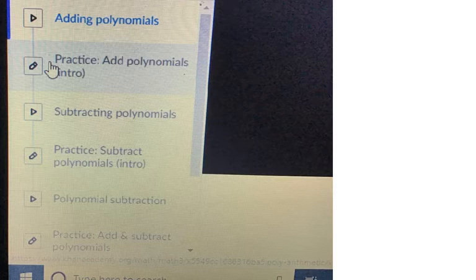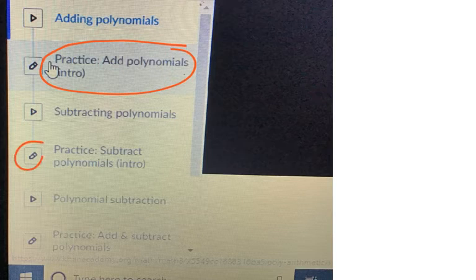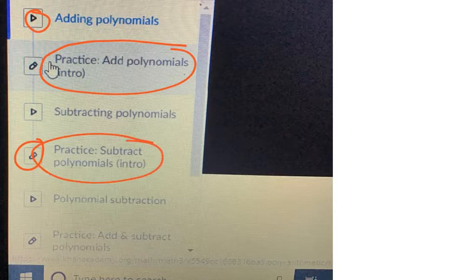Remember, you can pick anything you want, guys, that I've assigned to you, basically. Like if you want, instead of doing that, you want to just practice adding, and look for the pencil marks. Those are the practice problems. The arrows are your videos. Okay? You want to practice subtracting, which some of you frankly need to do. You want to just go straight to a conglomeration of both adding, subtracting.